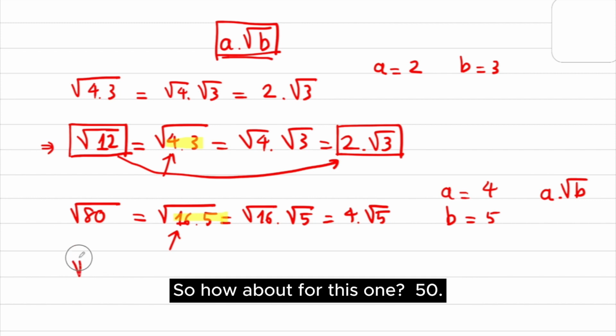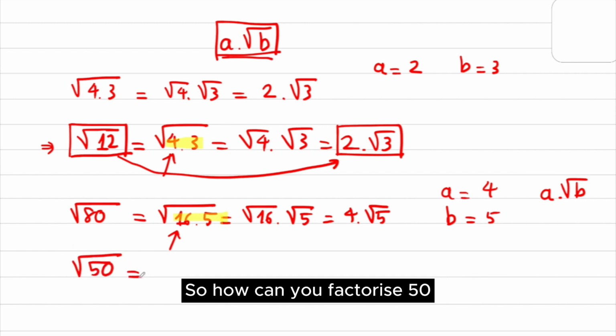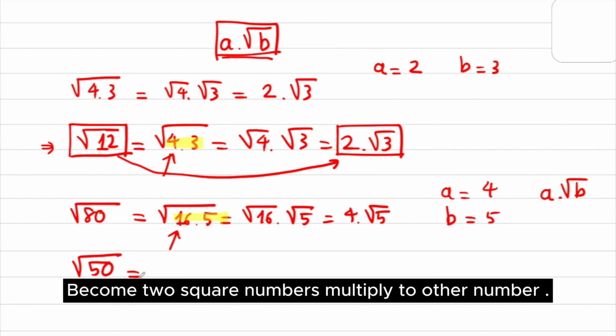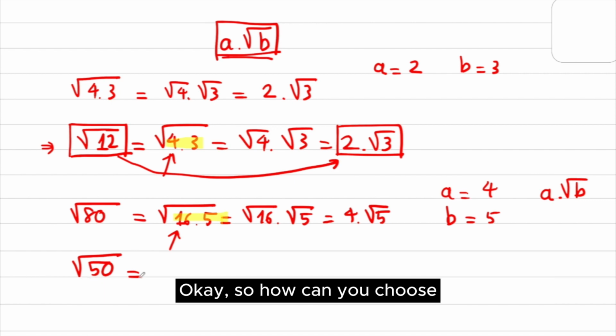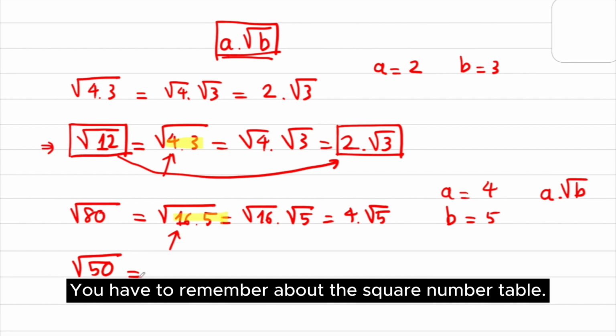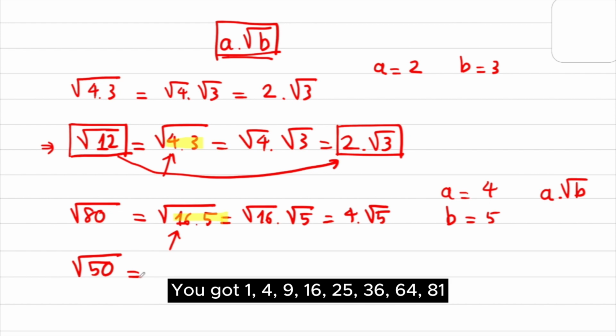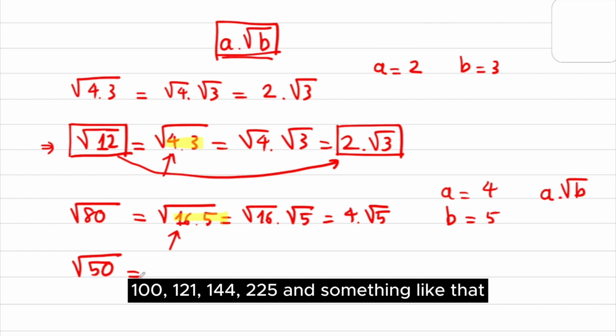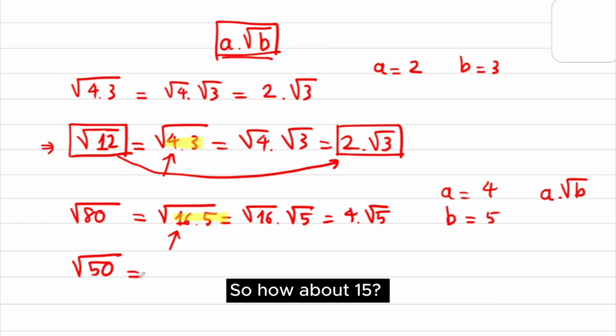So how about this one, 50? How can you factorize 50 into a square number multiplied by another number? Okay, so how can you choose? You have to remember the square number table. You got 1, 4, 9, 16, 25, 36, 64, 81, 100, 121, 144, 225, something like that.